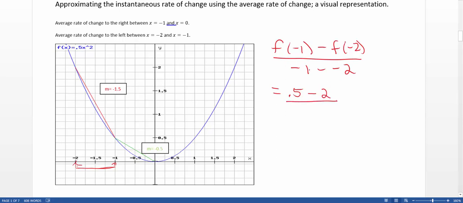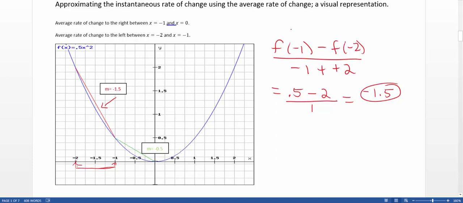divided by, now negative 1 minus negative 2. The minus and the negative are going to cancel, and I'm going to be left with a 1 on the bottom. So crunching that number is going to give me negative 1.5. So the slope of this line, the average rate of change between negative 2 and negative 1, is negative 1.5.